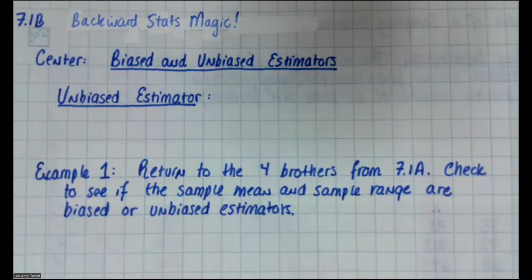But okay. So when I say backward stack magic, that's one of Mrs. Talbot's goofy things that I say that actually has a real vocab word, which is unbiased estimator. Unbiased estimator means what is safe to use. What statistics are safe to estimate the original population from? Because believe it or not, they're not all safe. So we're going to investigate the two that we did yesterday, the brothers one and the M&M's one, and see what is safe. Okay. So first thing we're going to do is define unbiased estimator.